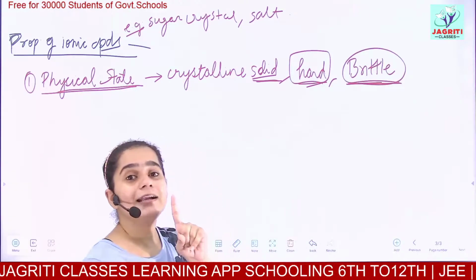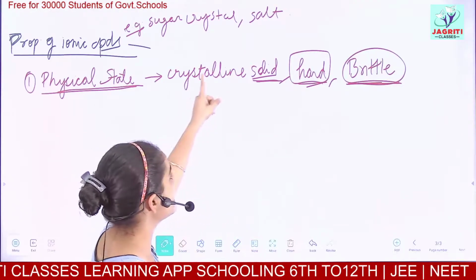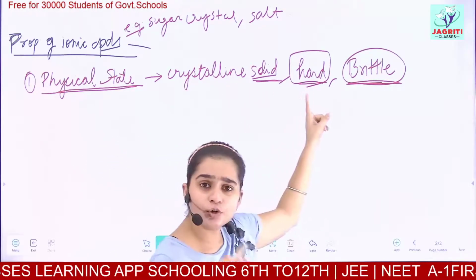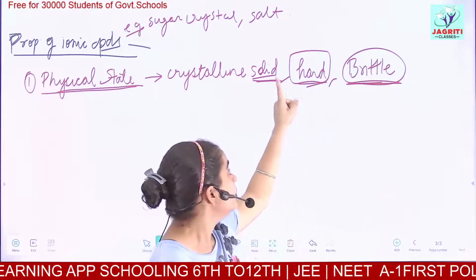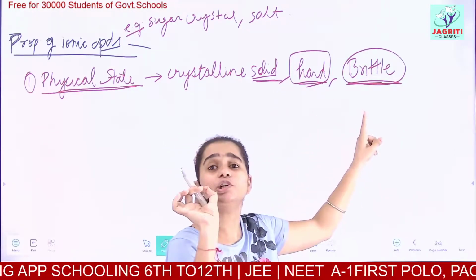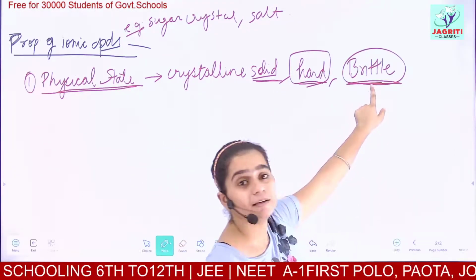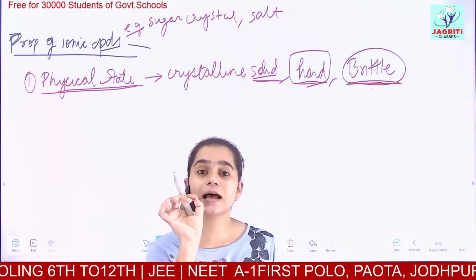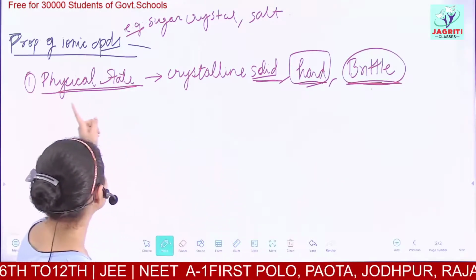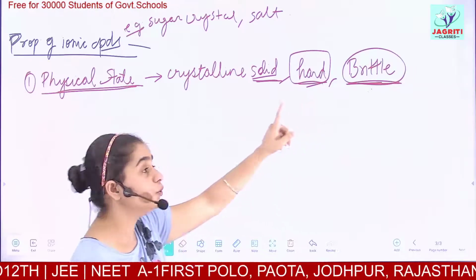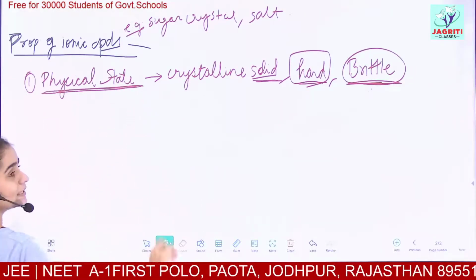Please understand the meaning of all the words. Crystalline solids are hard. You can take the crystal in your hand. But if you apply any amount of pressure, it would break. So these crystals are called brittle. These things you will include in your answer when you are writing the physical state.